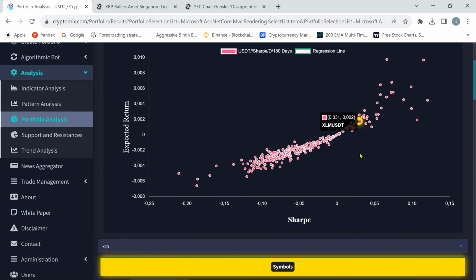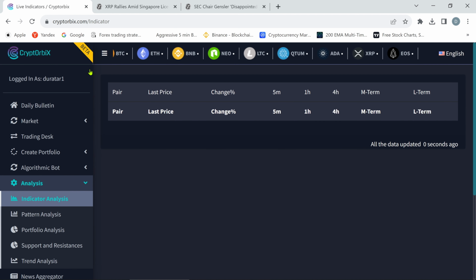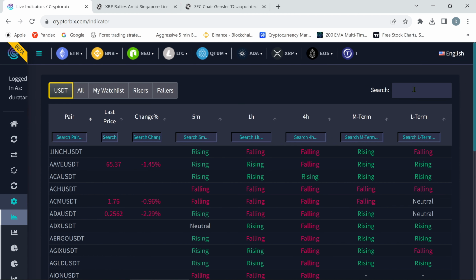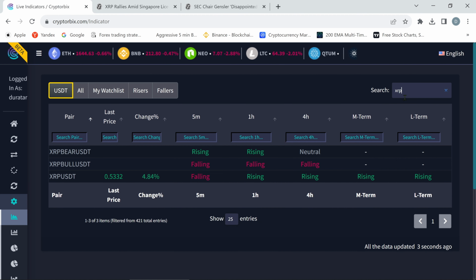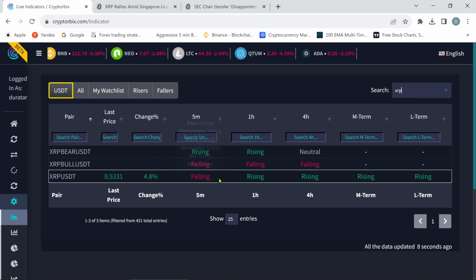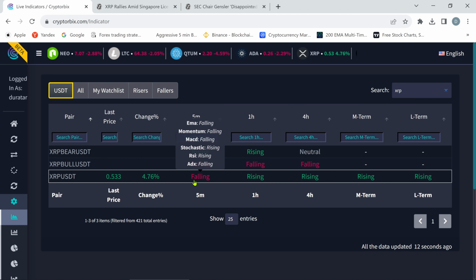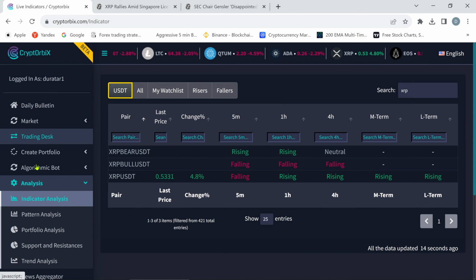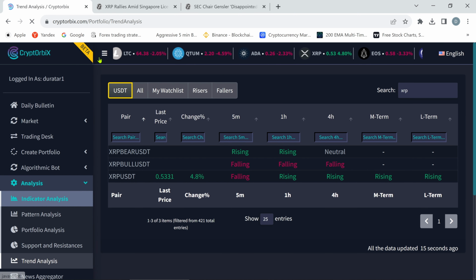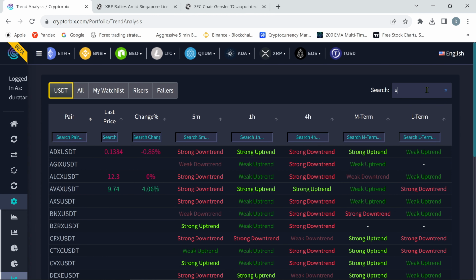Now, let's dive into more details. Let's look at the indicators in the analysis menu. We can see that, except for the low periods, Ripple is in a very good position. Almost all of them are in a rising position. Now, let's go to the trend analysis page. In the long term, there is no trend signal yet, but medium-term time frames confirm the uptrend. There is an increase in the number of strong uptrends.